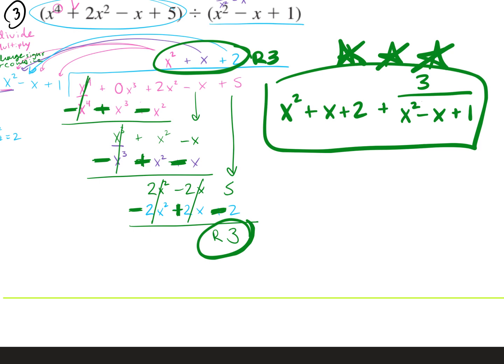Again, notice how our like terms are in line. I have my x to the fourth power, x to the third power, x squared, x's, and the constant. Super important to be organized and keep your like terms in line. That way you know what's going to come next.